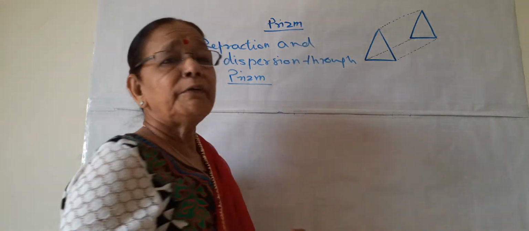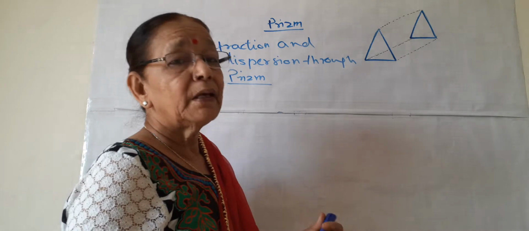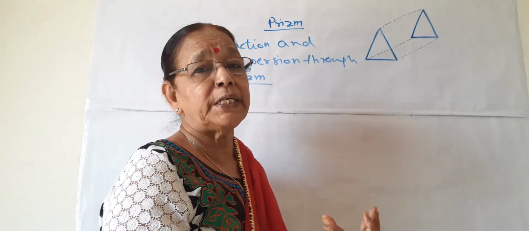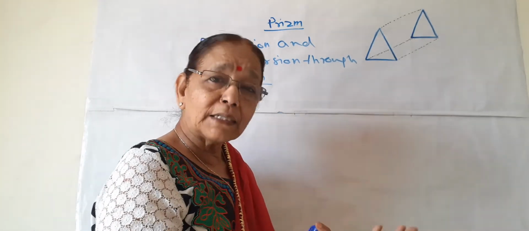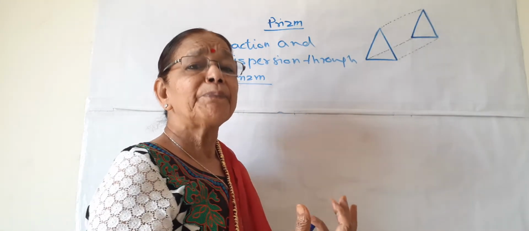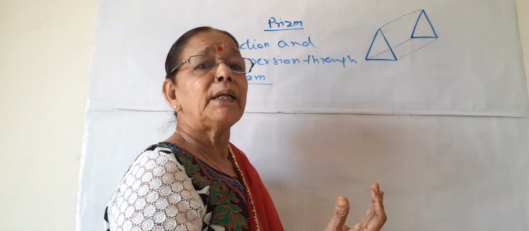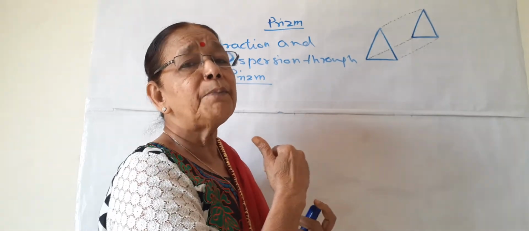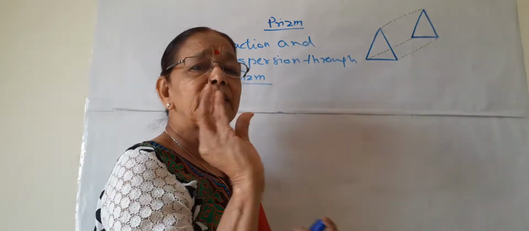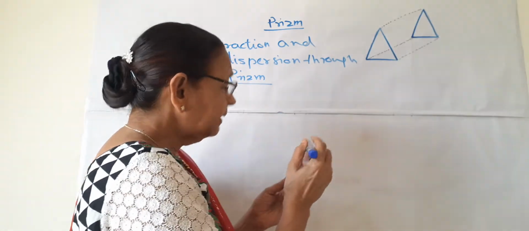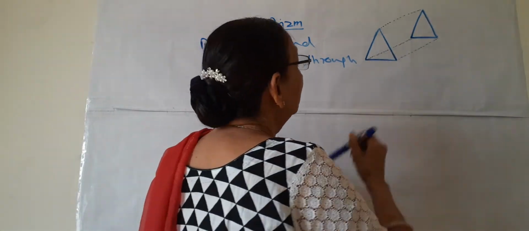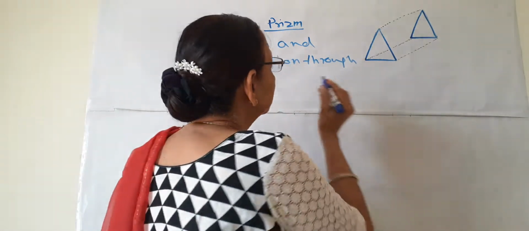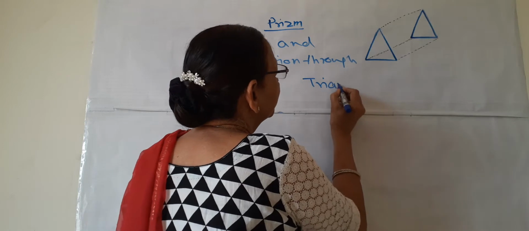First of all, we should know what is prism. Prism is a device made up of transparent material. It can be a glass prism or it can be a plastic prism. But it should be transparent so that light can pass through the prism. It is a small device and, as I have drawn here, it has 5 sides in total. So this is a triangular prism.